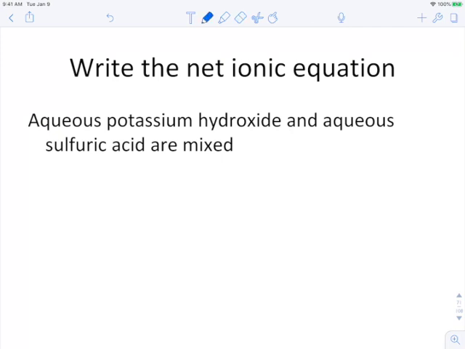All right. So let's go ahead and do the first one together because I know it's been a while since we did our last net ionic equation, and then I'll have you do the next one on your own. So first off, potassium hydroxide. So what's the formula for potassium hydroxide?